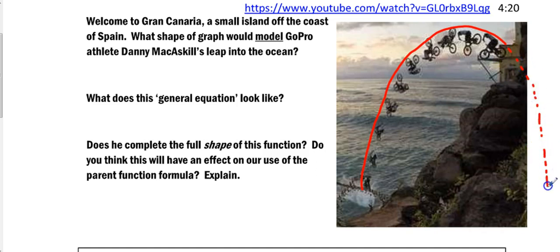And what is this called? Starts with a P. That is called a parabola. And because it makes a parabola, let's answer this first question. Welcome to Gran Canaria, a small island off the coast of Spain. What shape of the graph would model it? Well, I kind of gave that one away, sorry. Parabola.